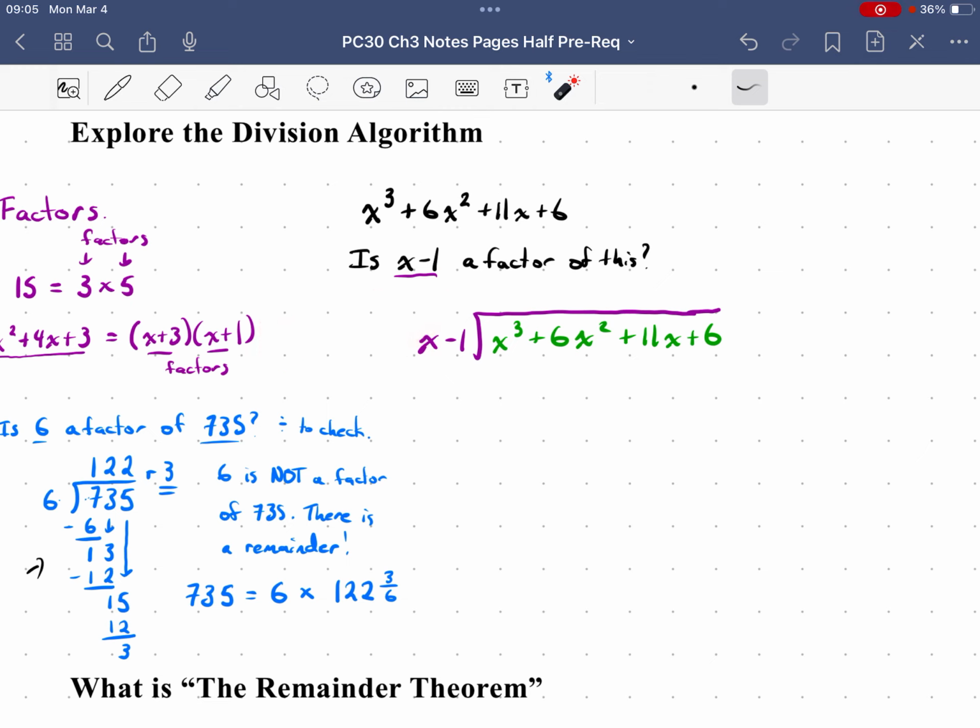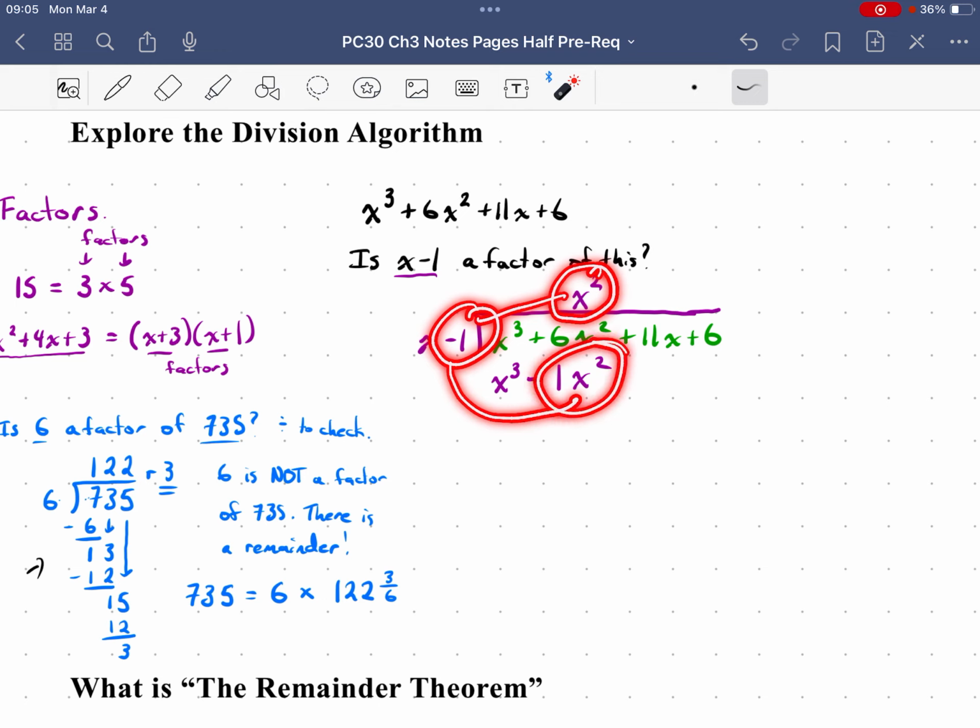So I'm going to put an x squared up on top. Then I take this x squared and I multiply it by x, and I get x cubed. Then I take this x squared and I multiply by negative 1, and I get negative 1x squared. So does everybody see how I did that? I took this x, multiplied it by this to get this guy here. Then I took this guy, multiplied it by this to get this guy here.